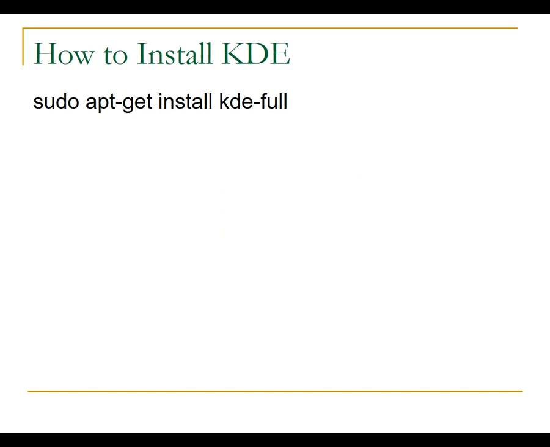Now we can install KDE in our operating system by using a sudo command. In the terminal window of Ubuntu, type sudo apt-get install kde-full, and if your system is connected to the internet, it will automatically download all the official and supported files of the KDE desktop environment.